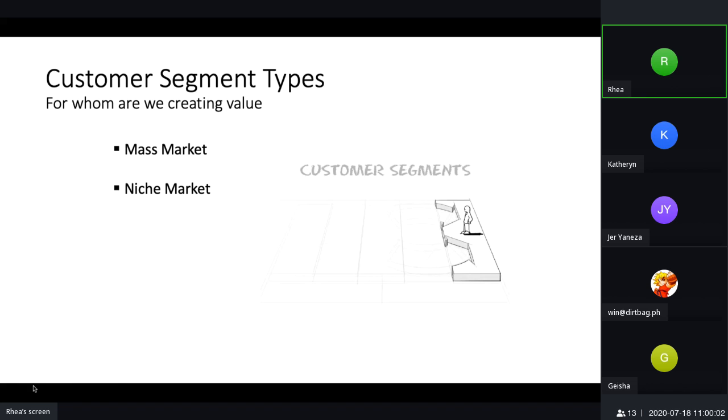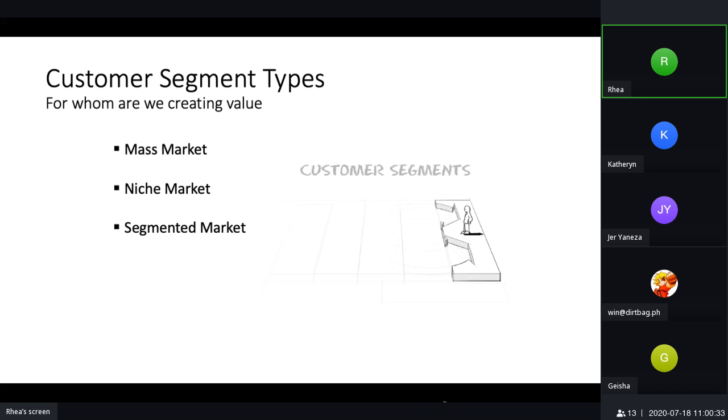Next, we also have what we call a segmented market. So a segmented market, on the other hand, would be much greater than a niche market, because a niche market would be narrow, whereas a segment is what we call a specialized offering.